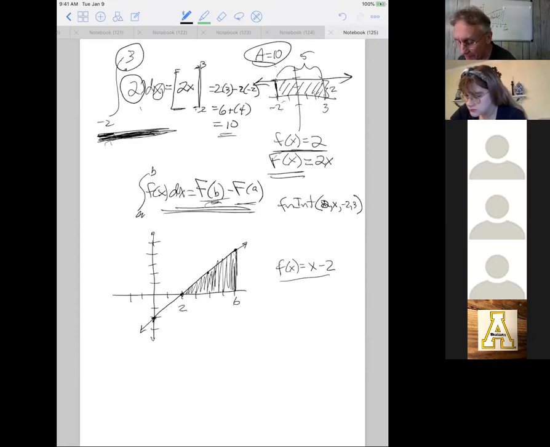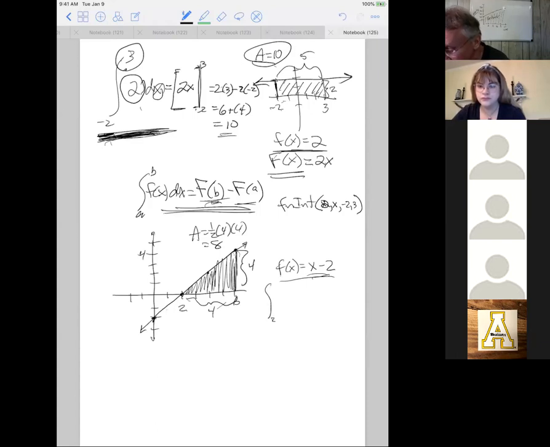This is up to 4. This side is 4, and 2 to 6 is 4. So one half base times height, area equals 1/2 times 4 times 4, which is 8. That means if you do the integration of this function from 2 to 6, the answer should be 8. So we're doing the integral from 2 to 6 of (x minus 2) dx. The answer should be 8. Everybody agree? You get it? On your calculator? Make sure you do.